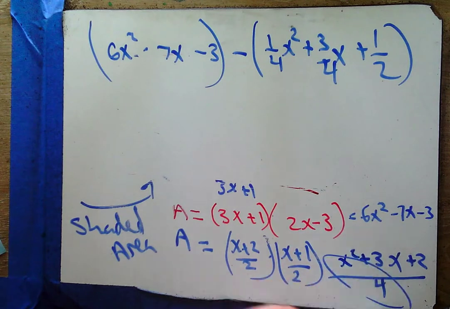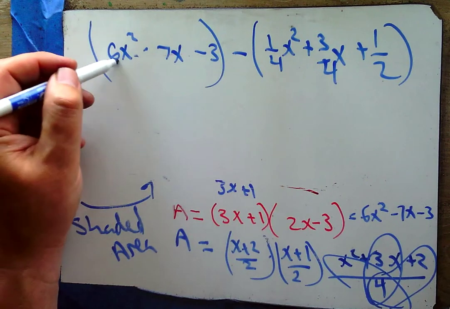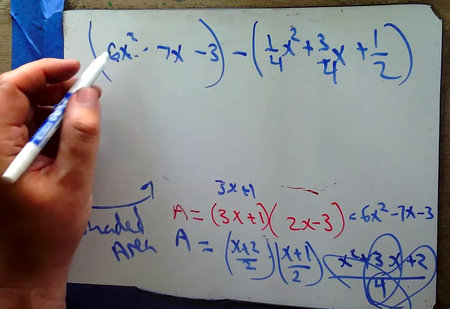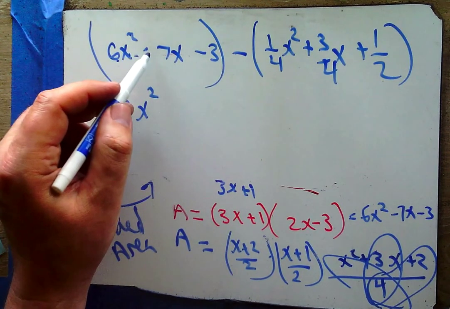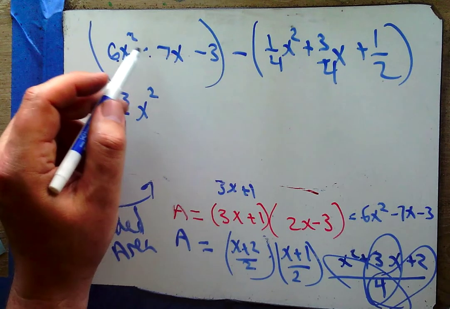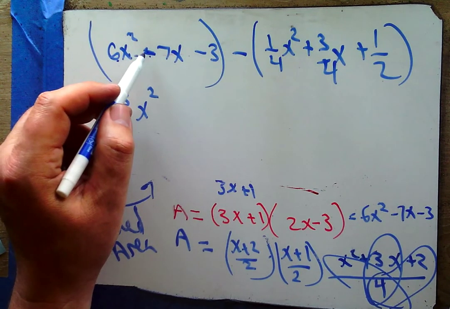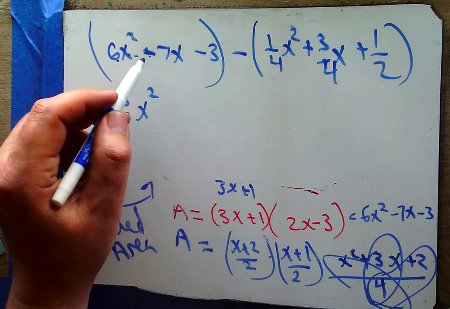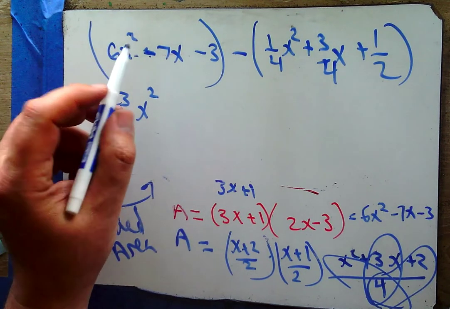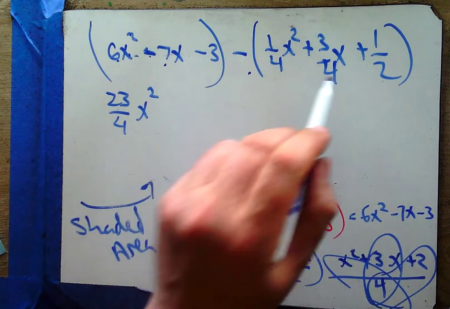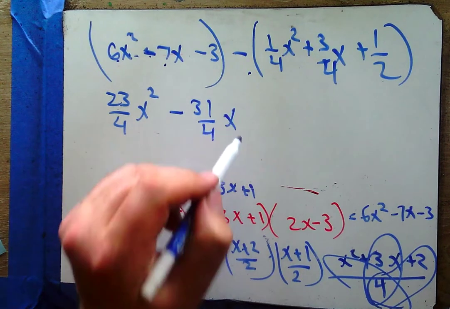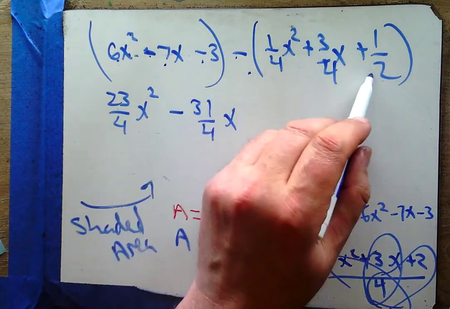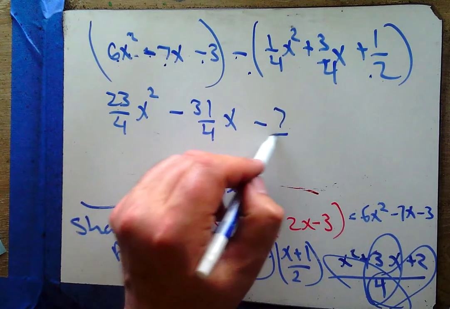Well, I split this up into 1, 2, 3 fractions. That's what you see there. So that I could do 6x squared minus 1/4 of an x squared and get 23/4 x squared. And then here I have a minus, I think that's minus 7x. Yes, because it was minus 9x plus 2x. Okay, so minus 7 minus 3/4 is going to be minus 31/4. And then 3 minus 1/2 is going to be minus 7/2.